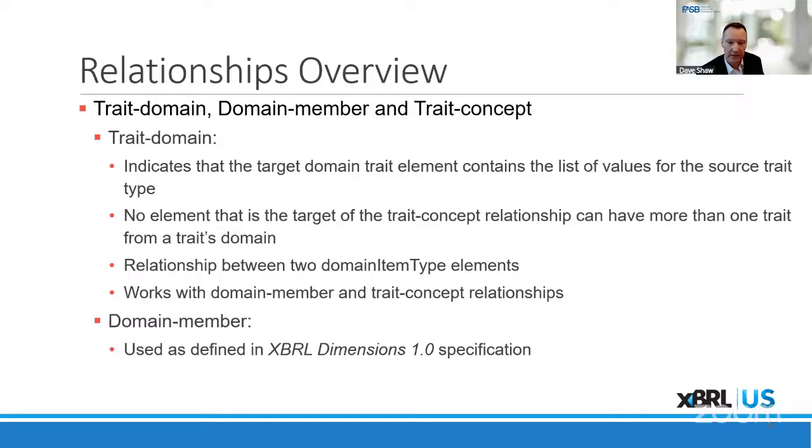So the next three relationships, I'm going to cover all together because they really are designed to work together. These are very important and powerful relationships because this is where we get to conveying the applicable traits to the elements included within the taxonomy. And it's done through this series of relationships. The first one we're starting out with is the trait domain. The target domain element, the child, contains the list of values for the source trait type.